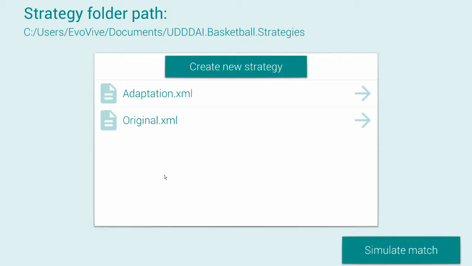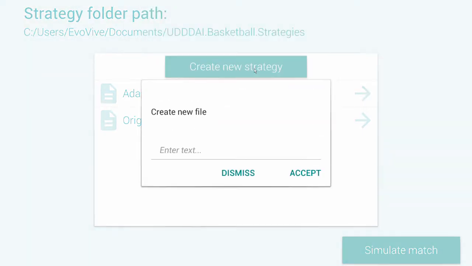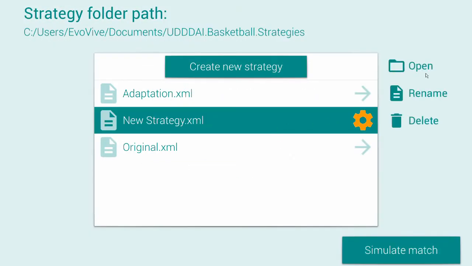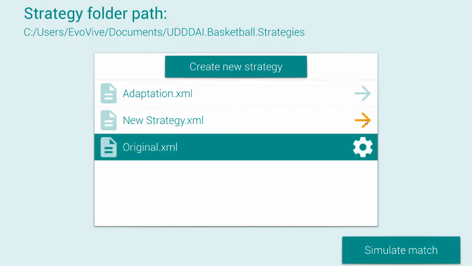Now this is the initial screen of the tool where we can edit one of the existing strategies or create a new one. So create a new one called new strategy, and we can open it by selecting it and clicking the open button, or when it's not selected we can just click the arrow button.